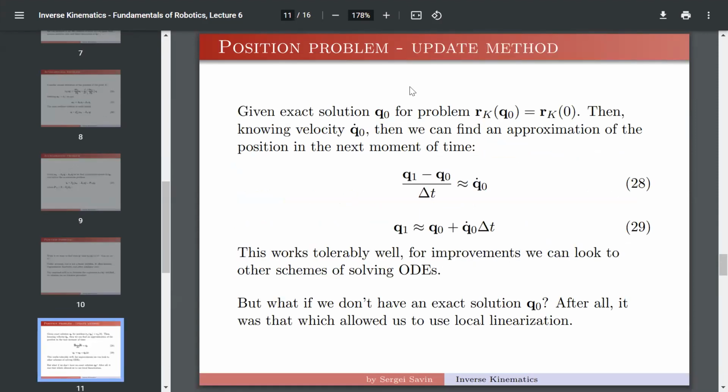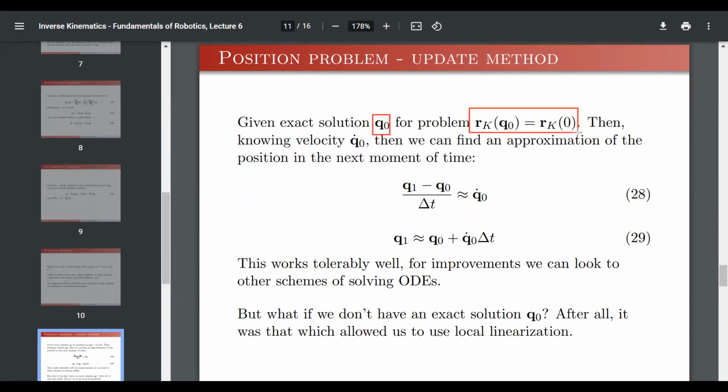Okay. So first, the simplest possible case. So let's say we have exact solution to our problem. So we already know the solution. Doesn't get any simpler than that, right? We already know the solution, and we know joint velocities. What we will try to find is a solution in the next moment of time. So we already know our current solution, but we are moving on. So the robot continues to move. So I want to find inverse kinematics solution for the next moment of time.